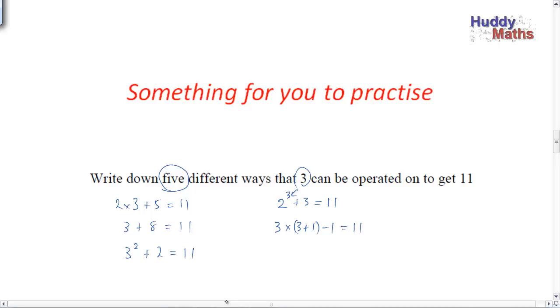Okay. So in n land, what would this be? This would be n by n plus 1, take 1, where you're playing with 3 in there. This would be 2 to the n plus 3 is 11. Do you get it? And here it would be n squared, because n is the 3 we're playing with. N squared plus 2 equals 11.